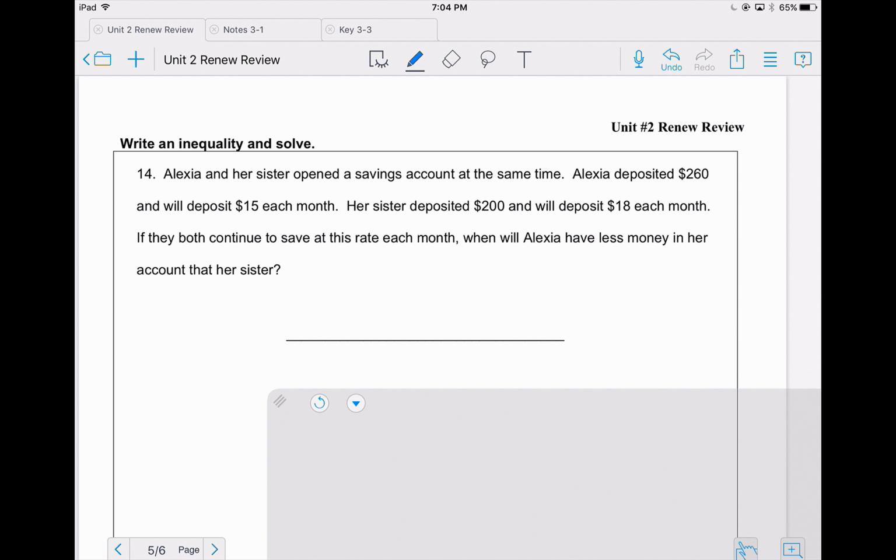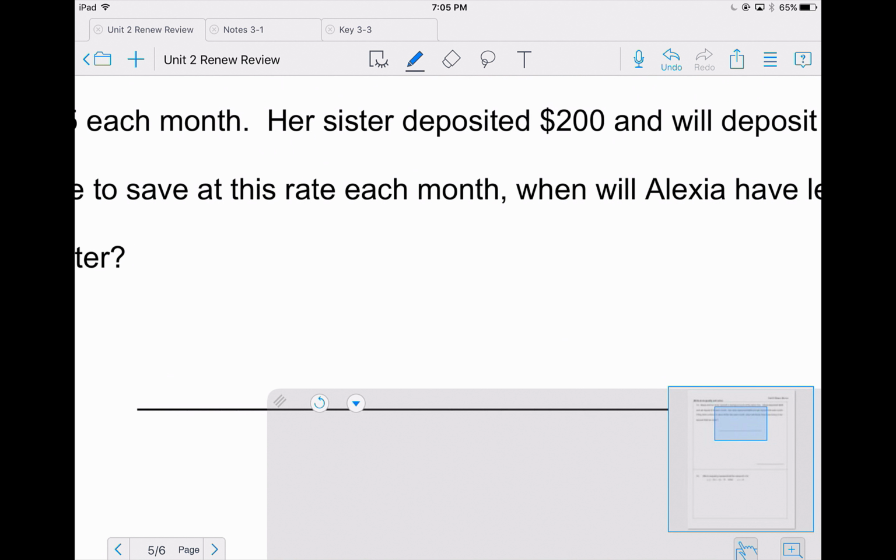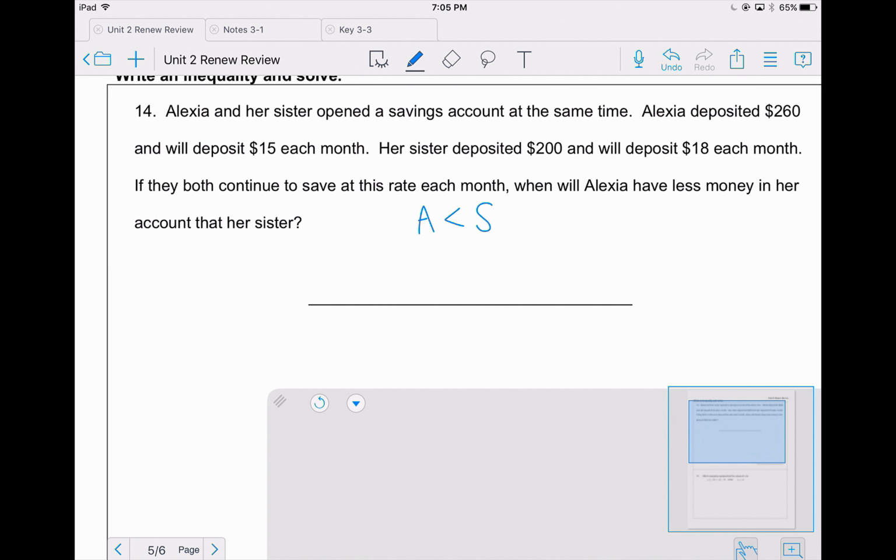Problem 14, they want us to write an inequality and solve. Alexia and her sister opened a savings account at the same time. Alexia deposited $260 and will put in $15 each month. Her sister deposited $200 and will deposit $18 a month. If they continue at that same rate, when will Alexia have less than her sister? So Alexia less than sister. That's what it's telling us right here. When will Alexia have less than her sister?